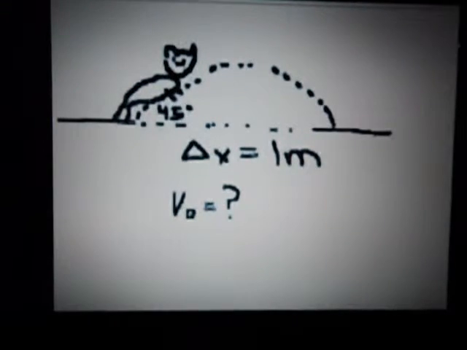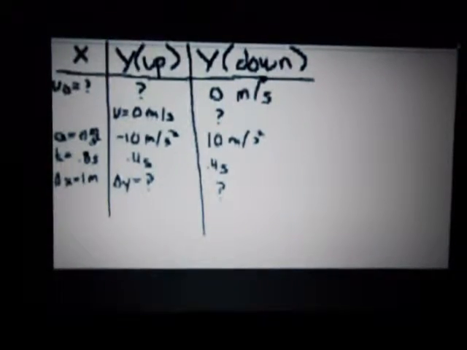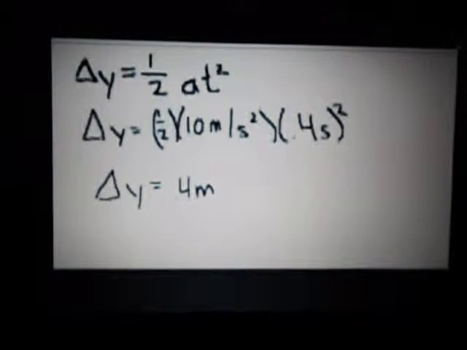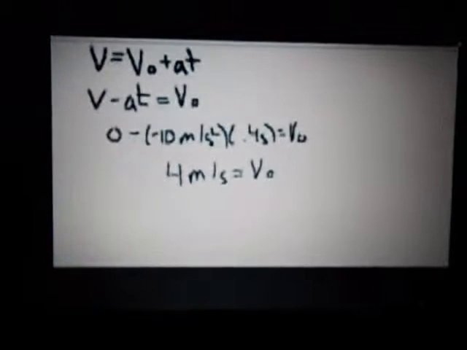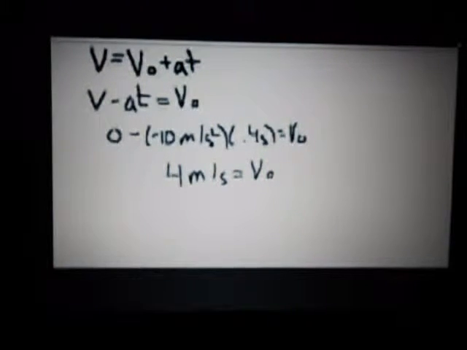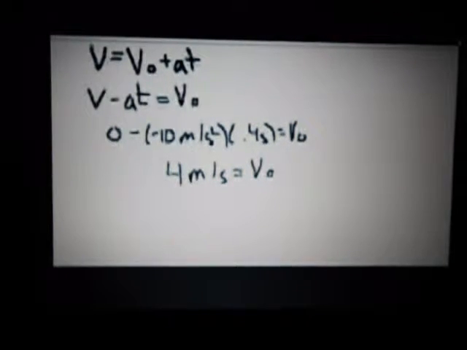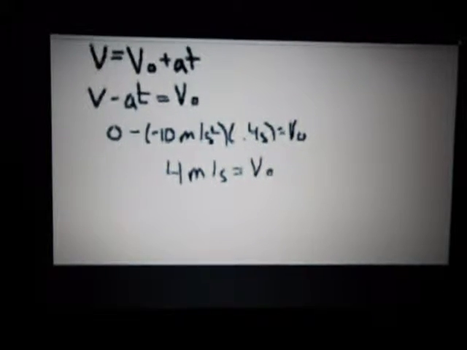Kitty jumps at a 45-degree angle. Once you find out that delta x equals 1 meter and time equals 0.8 seconds, you get to write out your x, y up, y down chart. Find that you go up 0.4 meters using delta y, which is equal to 1/2 a t squared. Use that formula to solve for the initial velocity as y goes up. Use v equals v0 plus at and manipulate it to v minus at equals v0. Plug the numbers in and get 4 meters per second.